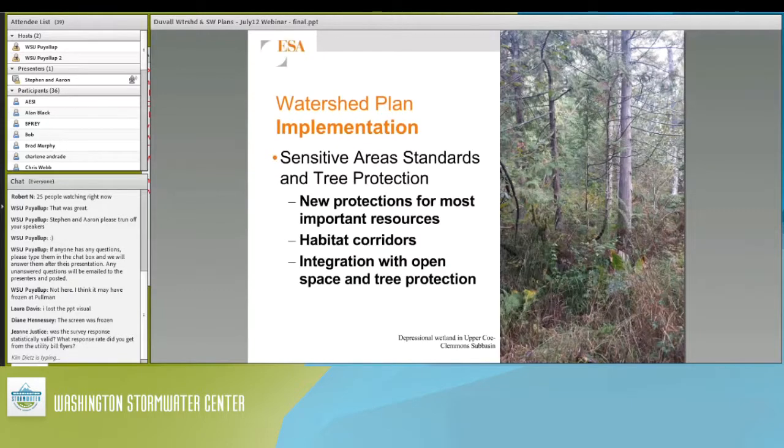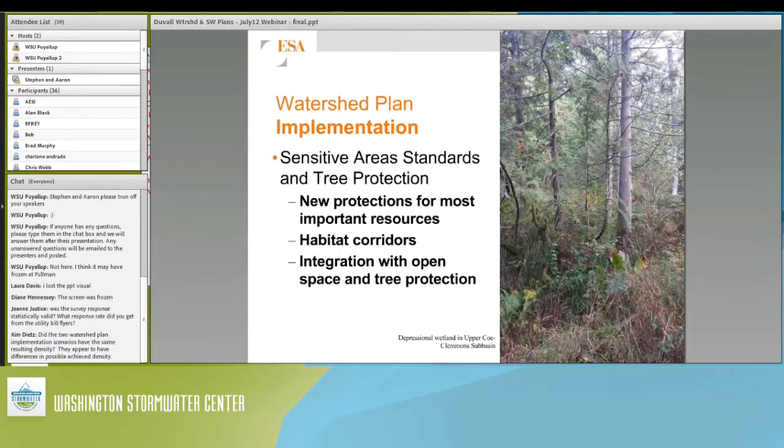Currently, the city is updating their sensitive areas regulations following the adoption of the comprehensive plan. The watershed plan approach is definitely playing into protection both for sensitive areas and tree protection, and looking at a variable scale of protection based off of the underlying subbasin management or watershed management group. Also implementing protections for habitat corridors, which was prioritized through the watershed plan, and implementing the integration of standards for open space when subdivision occurs and tree protection.